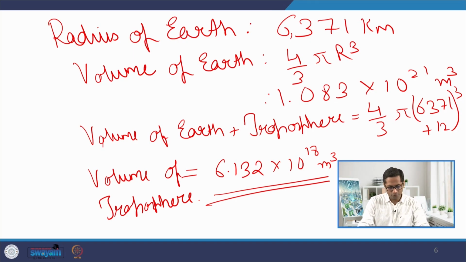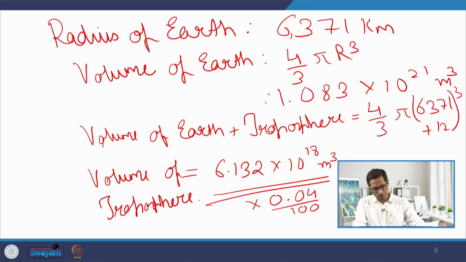Now the second thing that I would want to do is calculate the amount of CO2 in this troposphere. So if you remember, CO2 in this troposphere was roughly 0.04%. So if I multiply this number with 0.04 and divide by 100, this is going to give me the amount of CO2 that is going to be there.